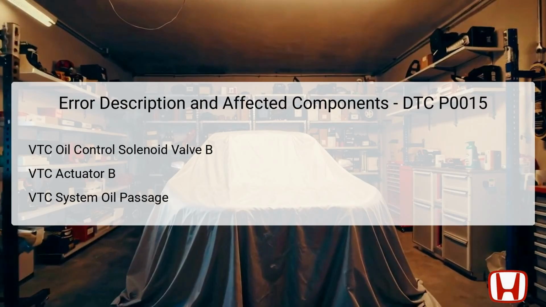Lastly, the VTC system oil passage is a network of channels within the engine that allow oil to flow to these components. If any of these elements are obstructed or malfunctioning, the PCM detects abnormal valve timing and stores the DTC P0015. Thus, understanding their locations and functions is critical for effective troubleshooting.